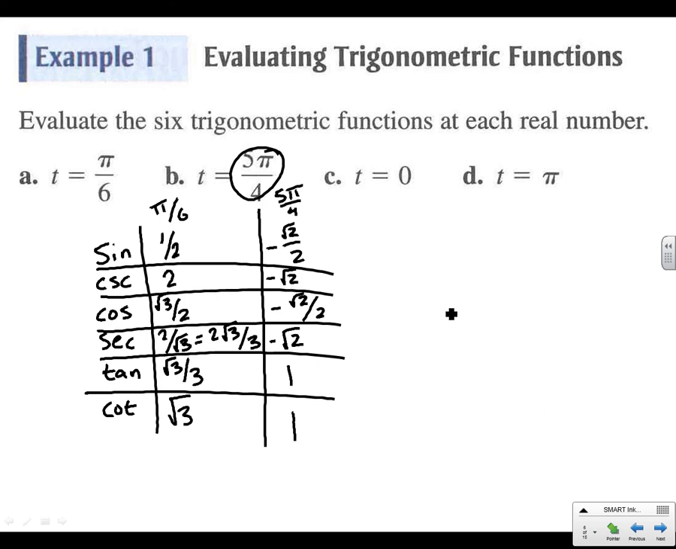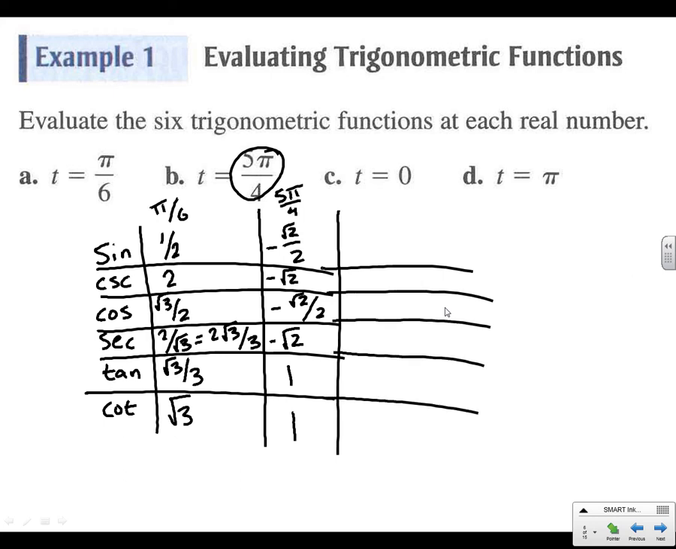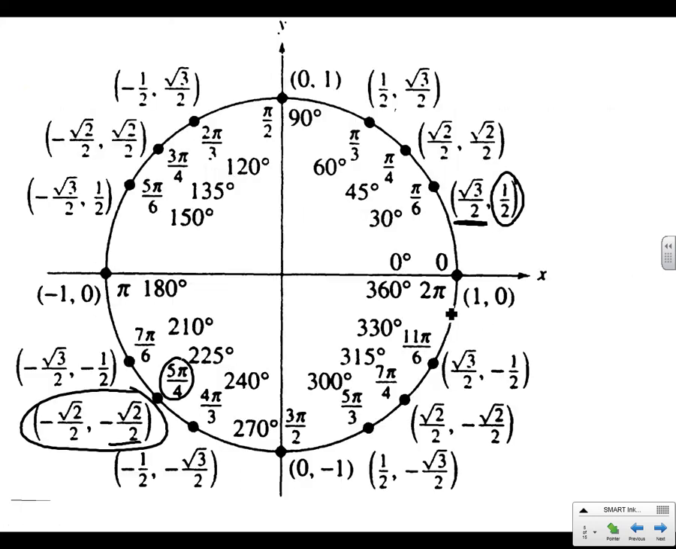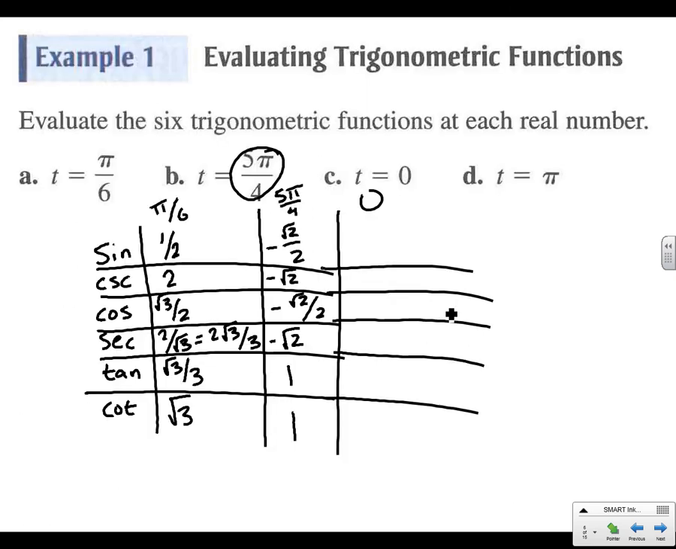All right, how about t is 0, an angle of 0? Let's do these out. For our angle 0, then we've got 1 comma 0. So our y value is 0 and our x value is 1. Flip 0 over. Can't do that. That's undefined. Flip 1 over, you get 1. Tangent is 0 divided by 1, which is just 0. Flip that over, can't do it, so the cotangent would be undefined.